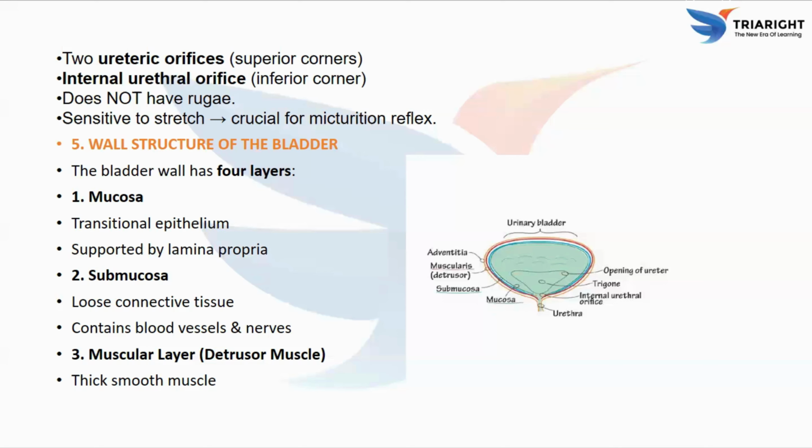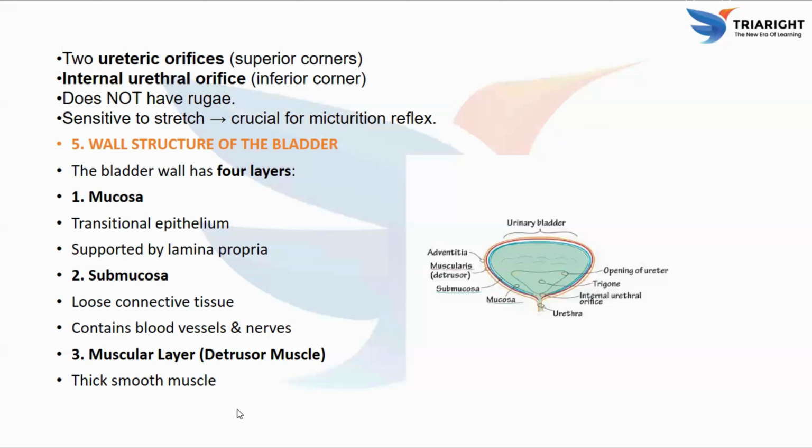Submucosa, it is a layer of loose connective tissue. It contains blood vessels, nerves and lymphatics. So what is the function of submucosa? It acts like a cushion layer and also it supports the mucosa. It supplies the nutrients and also it controls the sensation. So you have to think of this submucosa as a support padding beneath the inner lining.